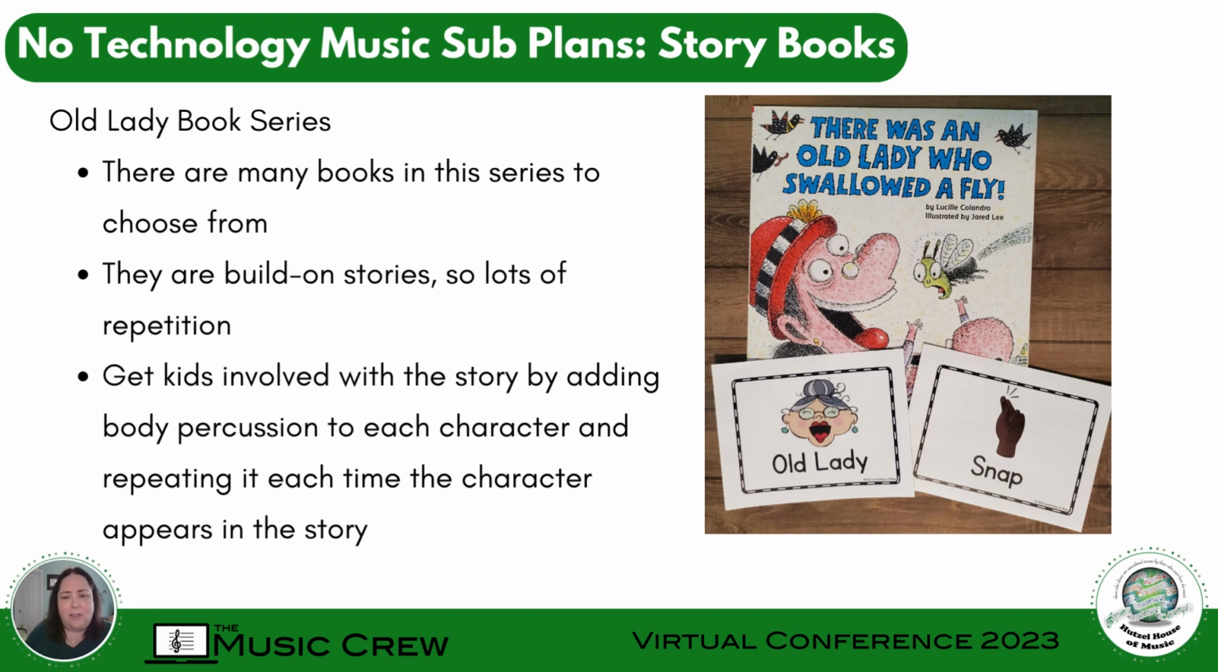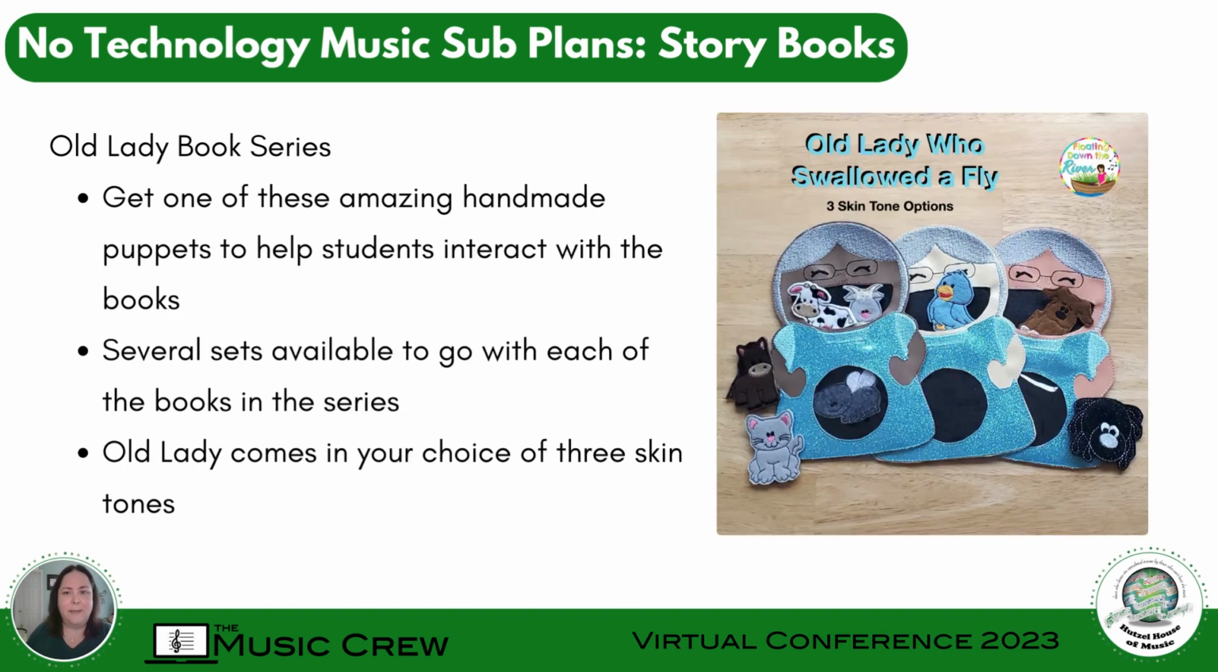So in this activity, there are cards for each of the characters in the story, and then cards for different types of body percussion. Students will pair these up, and then as you're reading, they can perform the body percussion with each of the characters every time it comes up, so it becomes increasingly difficult as the story goes on.